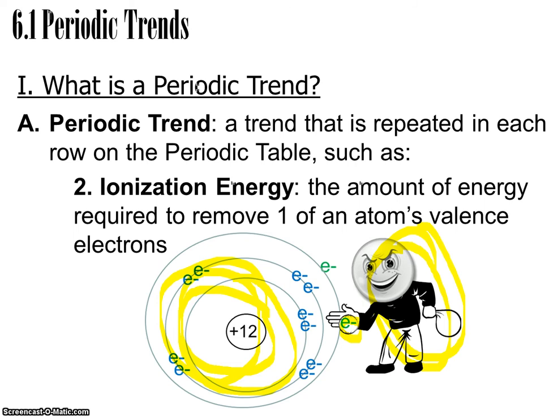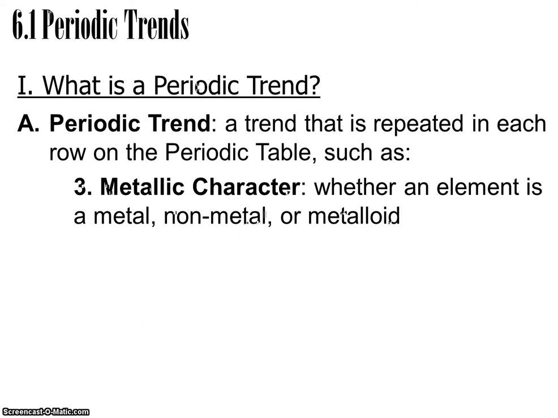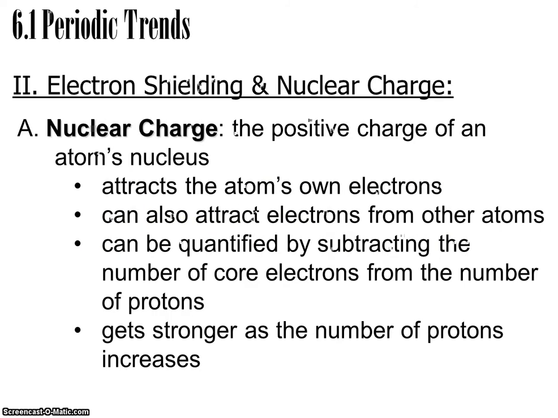The third property we're going to study is metallic character, and that has to do with whether an element is a metal, a nonmetal, or a metalloid, which means sort of a combination of a metal and a nonmetal. Some terms you need to know in order to understand these three properties are nuclear charge and electron shielding.